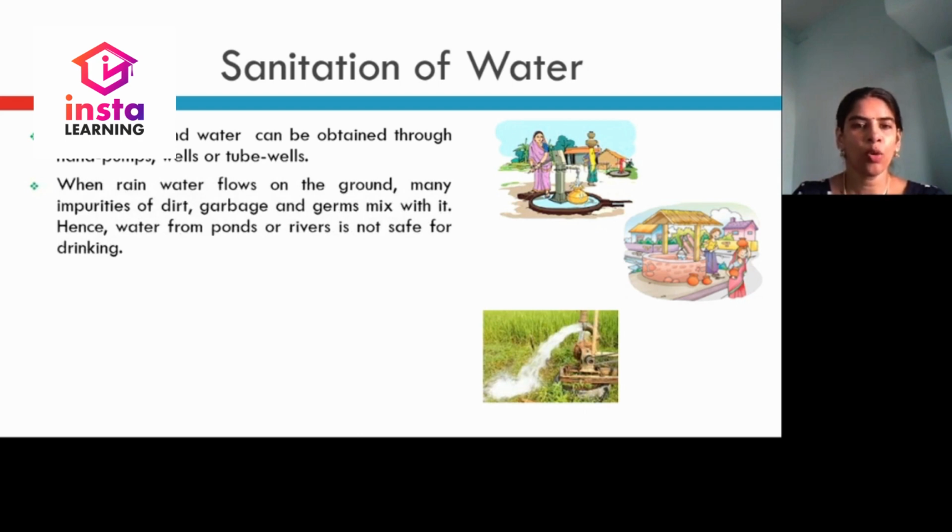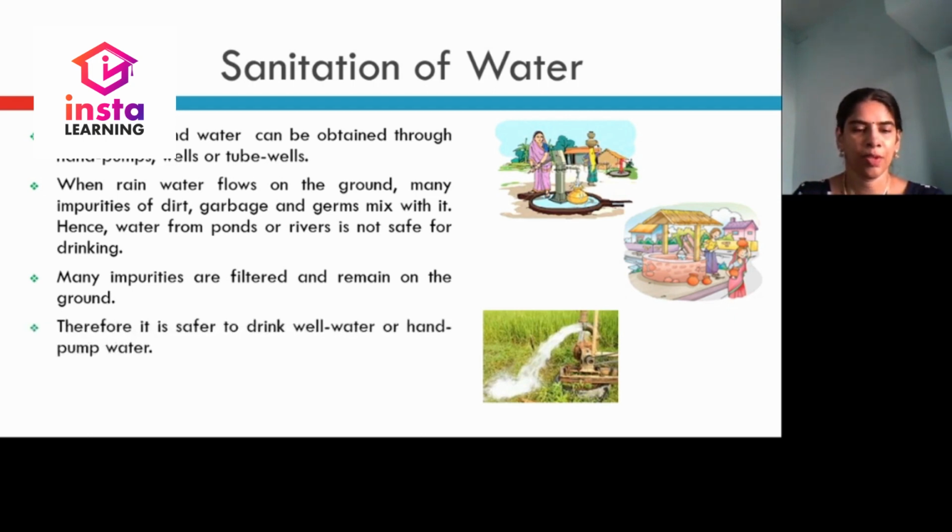When rainwater flows on the ground, many impurities such as dirt, garbage and germs get mixed with it. Hence, we say that water from ponds or rivers is not safe for drinking. Many impurities are filtered and remain on the ground itself. Therefore, it is safer to drink well water or hand pump water. However, it can also be contaminated by people and a dirty atmosphere.